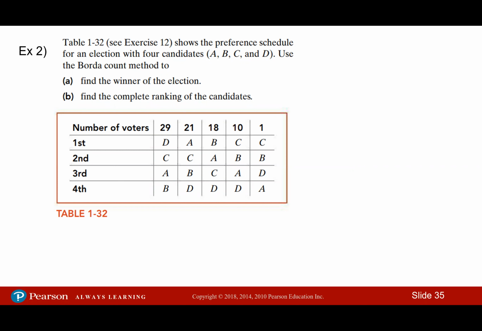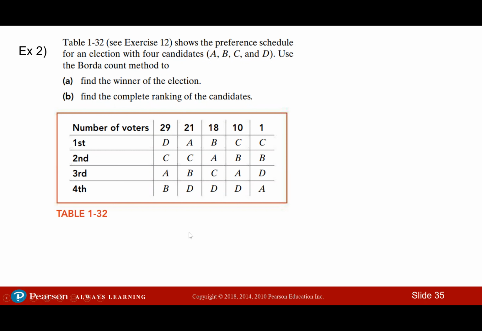Can you use the Borda counting method, not the plurality method, in order to find the winner? Then after that, give me the complete rankings. We'll go with it here to see what happens. I'll do the work here for you because I think you'll have enough homework to do.